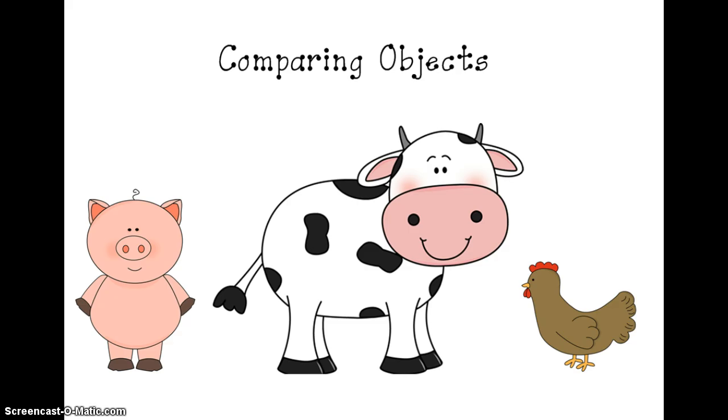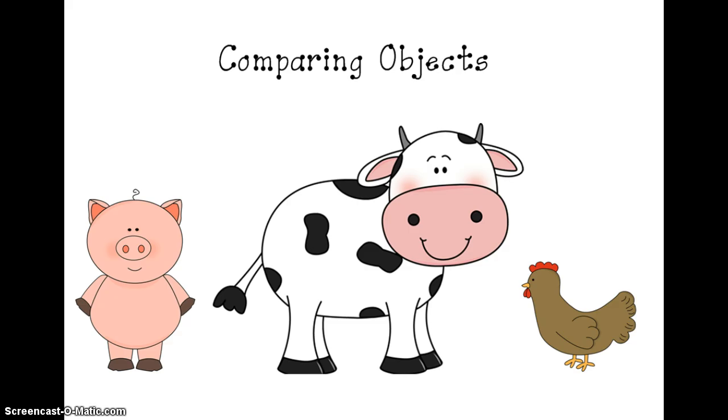On this screen, I can see that the cow is taller than the pig and taller than the chicken. I could say that the chicken is smaller than or shorter than the cow and the pig. The pig would be taller than the chicken, but smaller than the cow. Using words like taller than or smaller than help me compare the size of these animals.